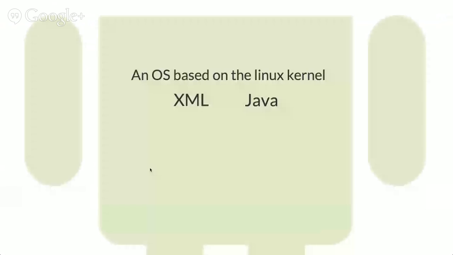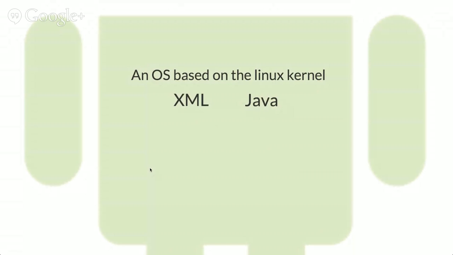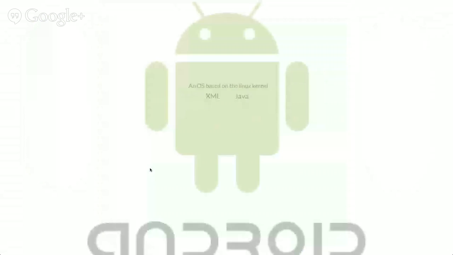It's an OS-based system based on the Linux kernel, and it runs on Java and XML. XML mainly on the front end, whereby you draw up your GUI and stuff, and Java on your back end. It doesn't really have a strict MVC model like Rails. You have your own, depending on your structure.